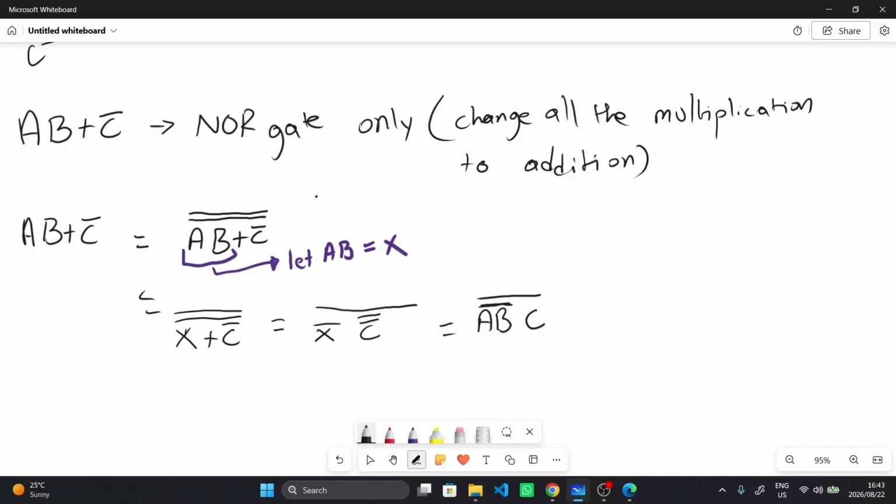And if you're confused, I'm just following the same procedure as the NAND gate. But first thing, I'm converting all the addition into multiplication. Then it's easier to work with, right? Because it's harder to break a multiplication compared to addition, right?